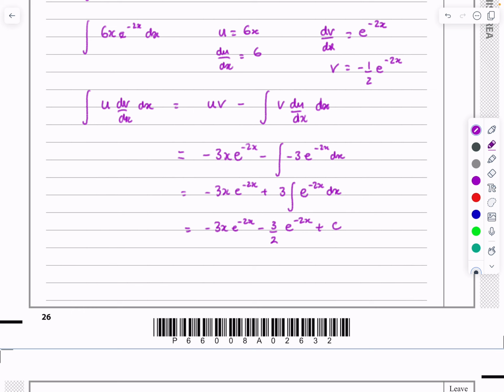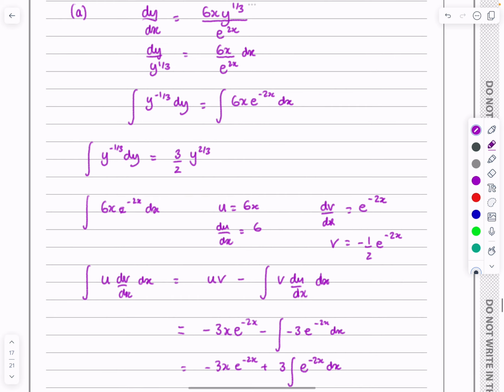So what I now want to do is just to try and tidy up my layout for the examiner. So all I'm going to do is take this part here and just copy it out again.